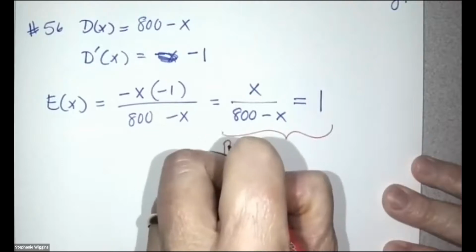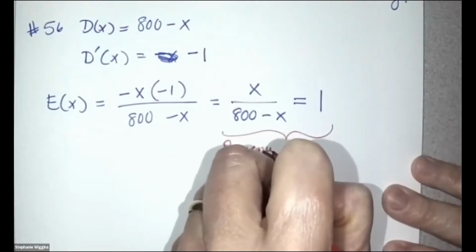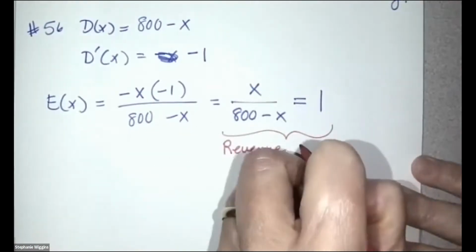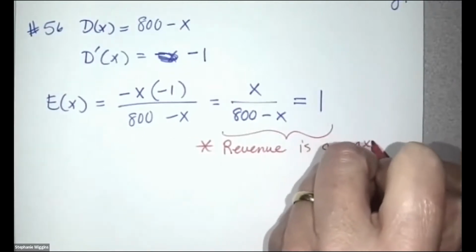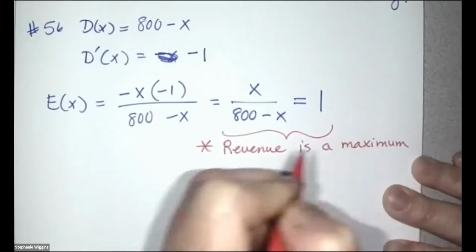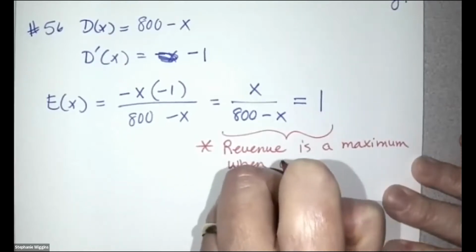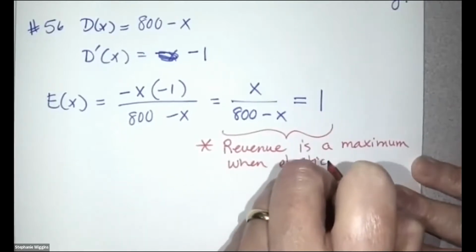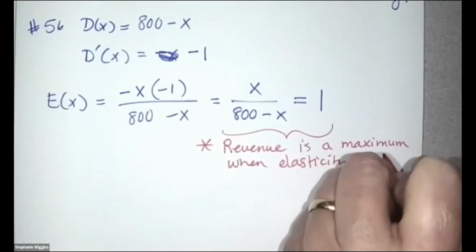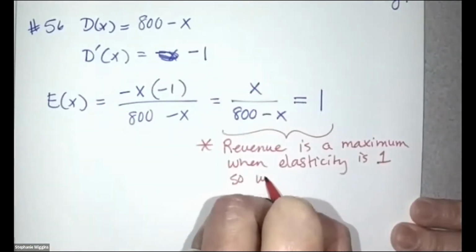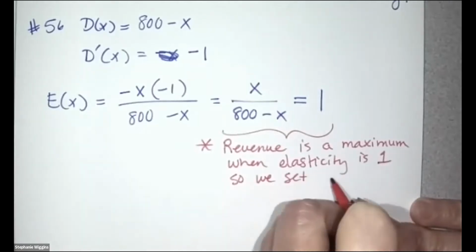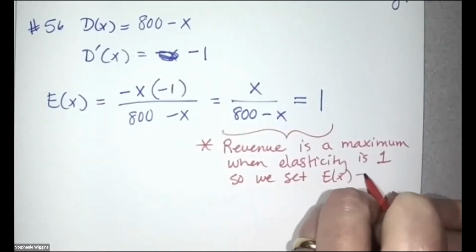Write this in your notes. This is important. Otherwise, you won't know how to do the problem. Revenue is a maximum when elasticity is 1. So we set E of x equal to 1.